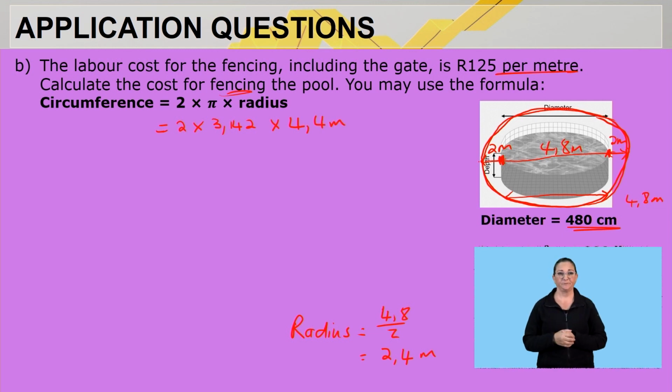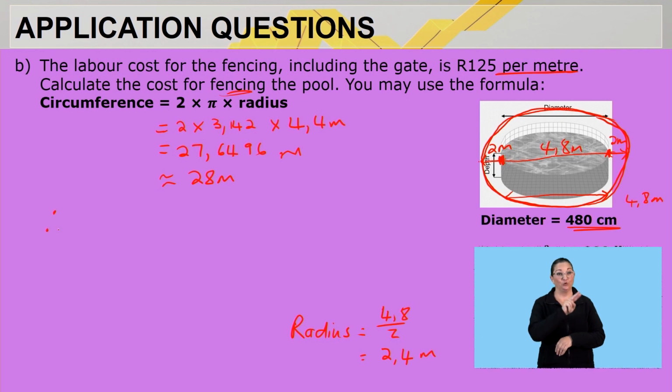Guys, are we fine? So let's now simplify. 2 multiplied by 3.142 multiplied by the 4.4. That will give me a circumference of 27,6496. Okay, so that's meters, because we've worked in meters. Okay, so it says, including the fence, the labor cost for the fencing, including the gate, is 125 Rand per meter. We agree that we will need how many meters of fencing? 28 meters, right? So what will the cost be?